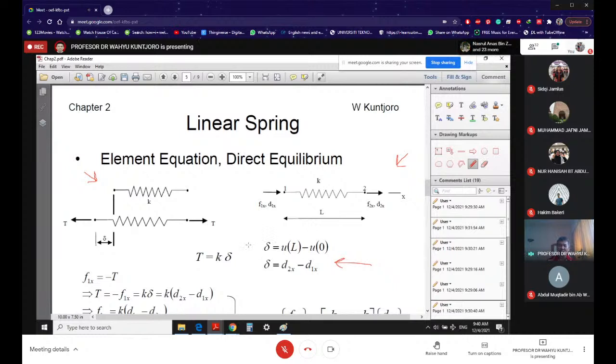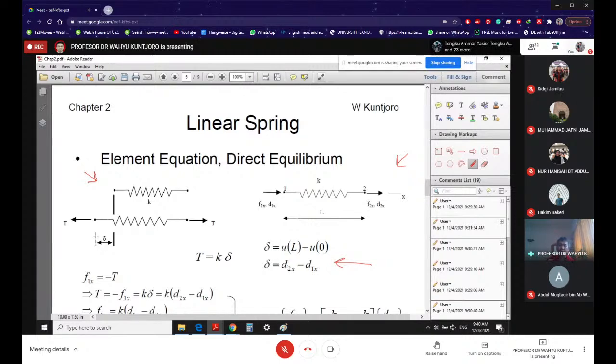Delta is equal to UL minus UO. I'm going to come back later. But what's important now is that you know the elongation is D2x minus D1x. Now, let's do some observation on what you have on the left and what you have on the right.